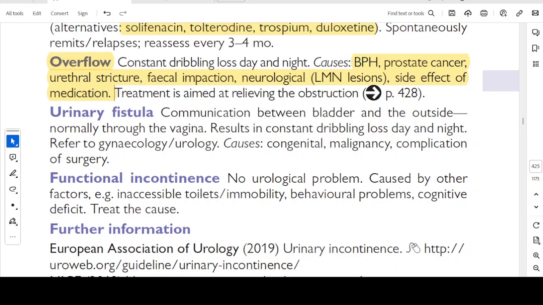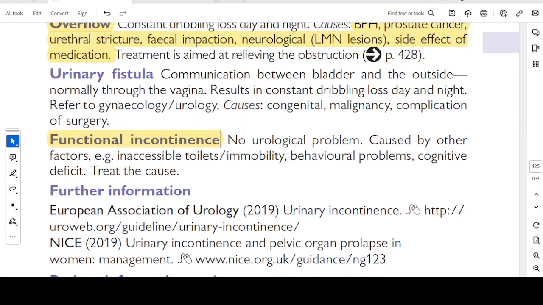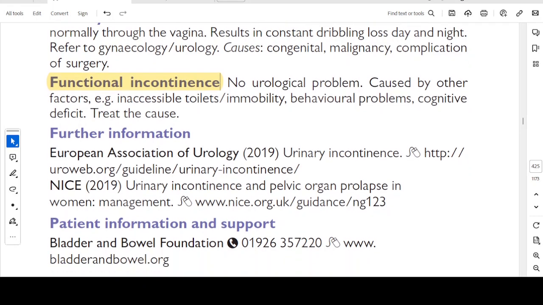Urinary fistula. Communication between the bladder and the outside, normally through the vagina, results in constant dribbling day or night. Refer to gynecology and urology. Causes: congenital, malignancy, complication of surgery. Functional incontinence. There is no urological problem; it is caused by other factors like inaccessible toilets or immobility, behavioral problems, cognitive deficit. Treat the cause.